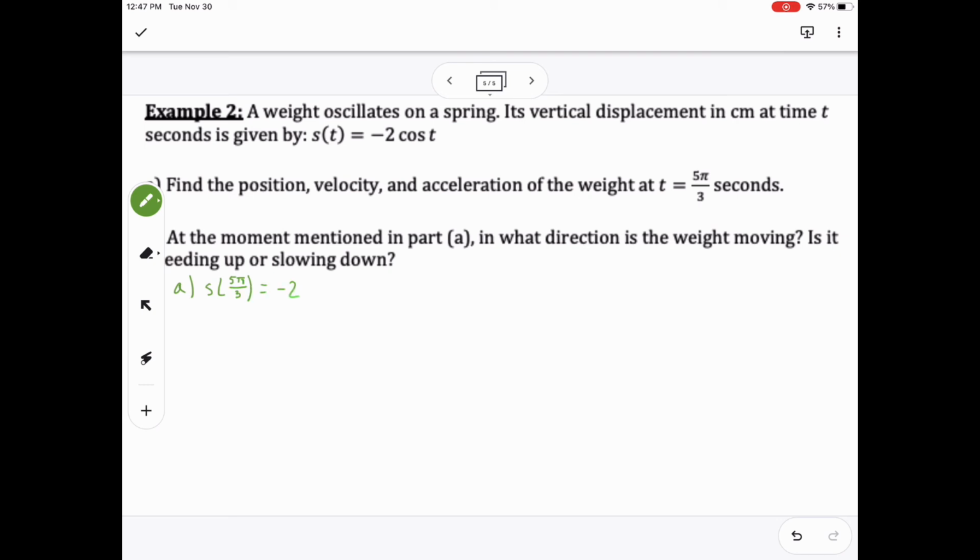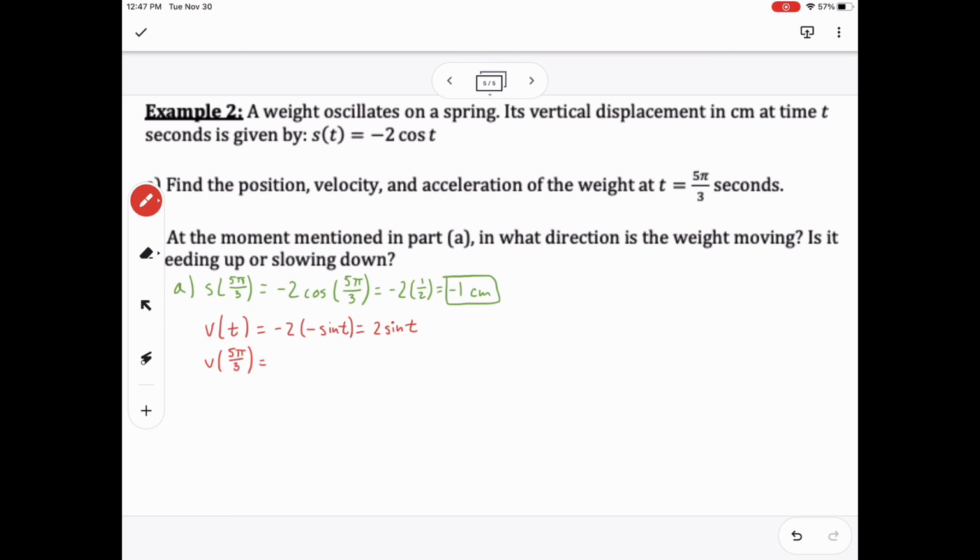And so here you're going to have to use your unit circle values again. So negative 2 times cosine of 5 pi over 3. Since 5 pi over 3 is in the fourth quadrant, that gives me the value of 1/2. And so negative 2 times 1/2 gives me negative 1 centimeters. Then to find the velocity, I need to take the derivative of my position, which cosine's derivative is negative sine. So negative 2 times negative sine gives me 2 sine of t.